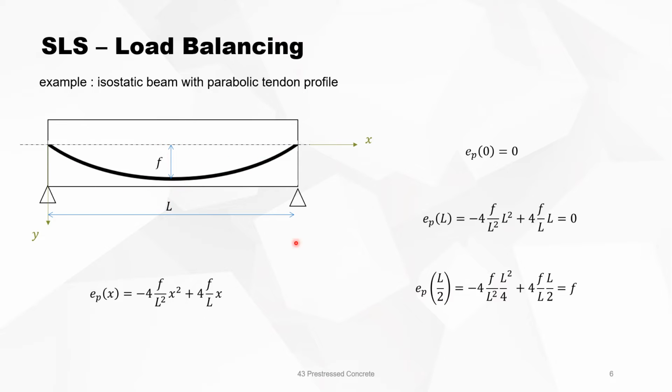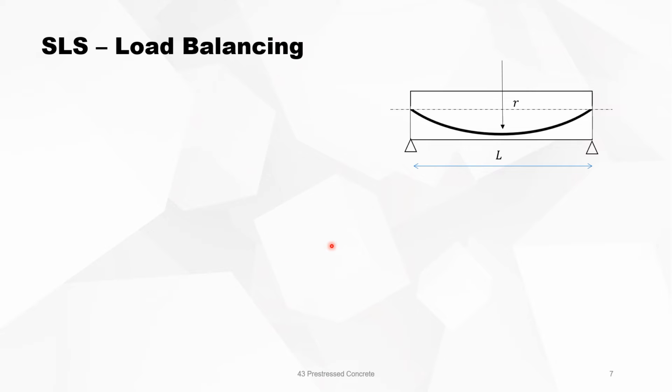And the eccentricity at midspan at L over 2, if we calculate that with this formula, we have f, and this is what we wanted. So this is the equation of the profile of the tendon for x between 0 and L. The radius of this profile, this circle radius, is then equal to L squared over 8f. This was the equation of the profile.